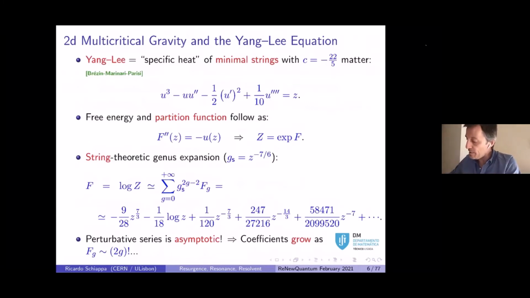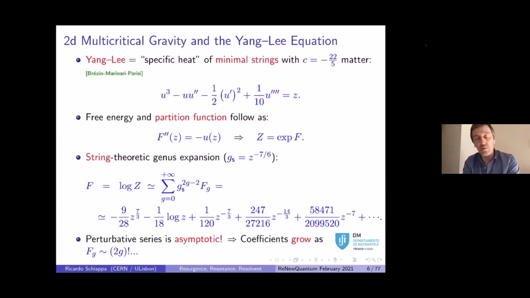I have string theory coupled to matter, which is minimal matter with c equals -22/5. Of course, then there's also the bc ghosts and the Liouville that make sure that the whole c is equal to 0. You see that the equation now is fourth order. So the order of the equation is going high. So I'm sort of going in the orthogonal direction to Painlevé.